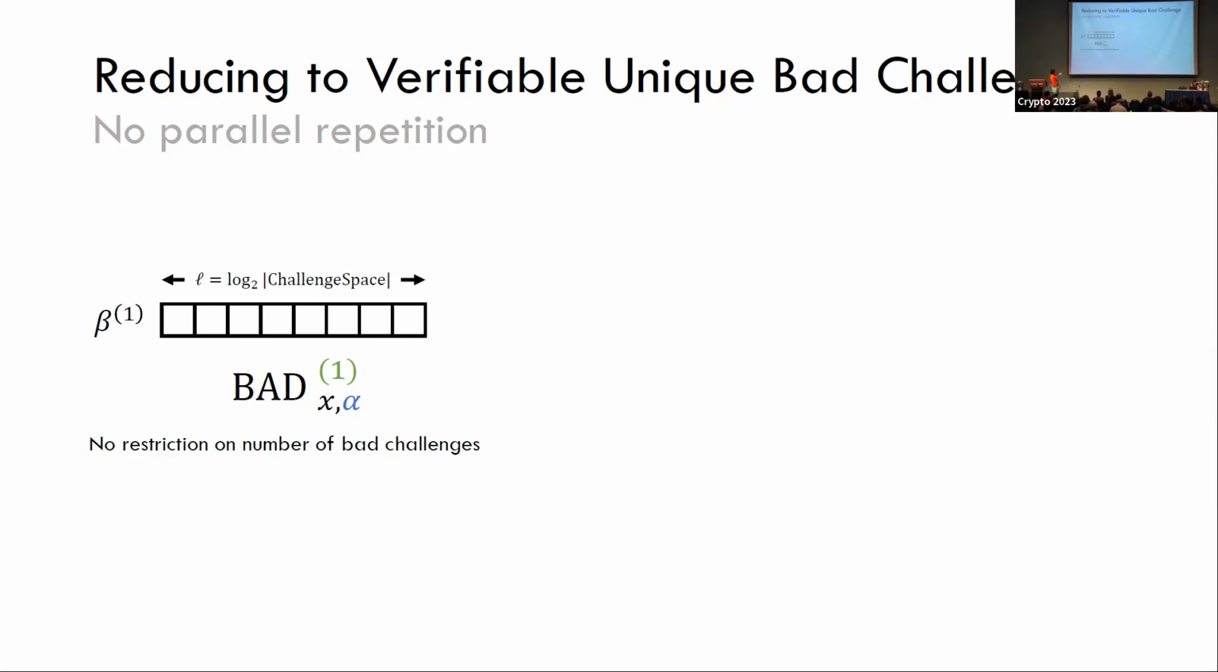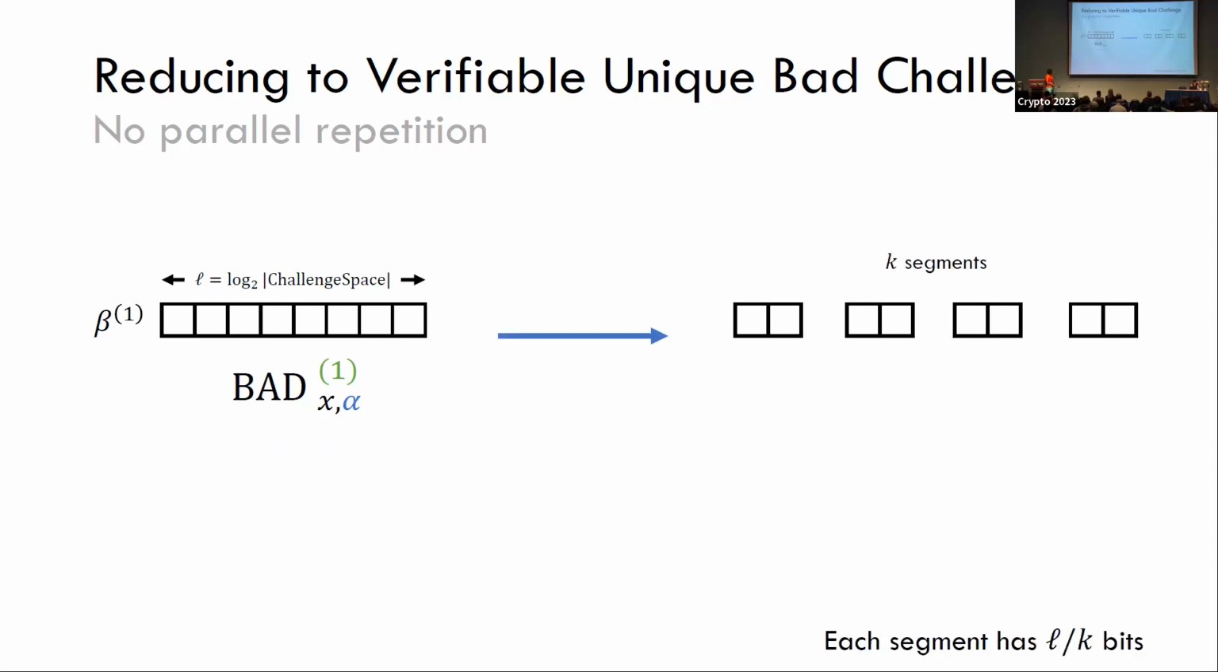So the main idea is to view the challenges that you get as bits. Here it's going to be represented as L bits, and we view its generation via segments. So we have K segments, and each segment has L by K bits. And the challenge is going to be generated one segment at a time. So what do I mean? This is what I want to get to.